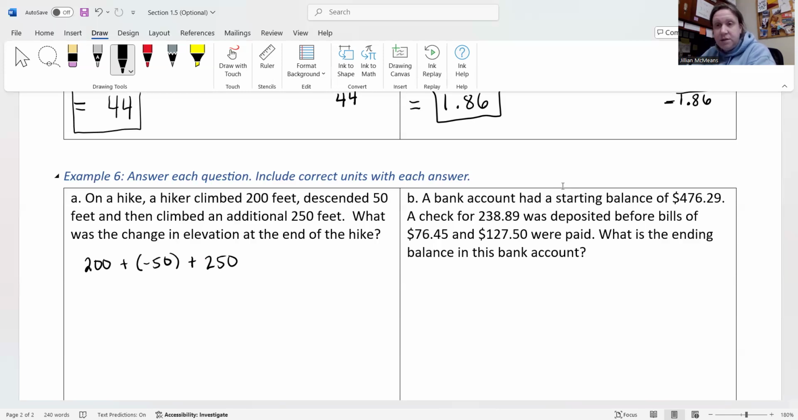So you have two ways to do this. You can add from left to right, or you can group your positive numbers and add those, group your negative numbers and add those, and then at the end, find a final sum. So let's say we do that method.